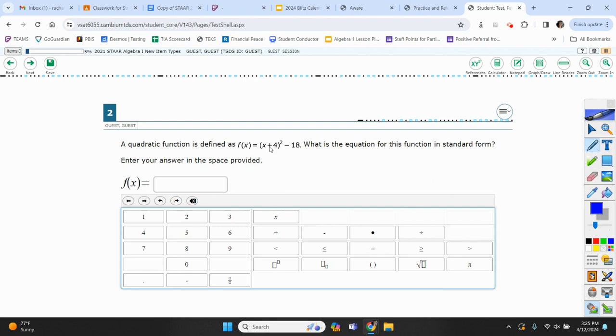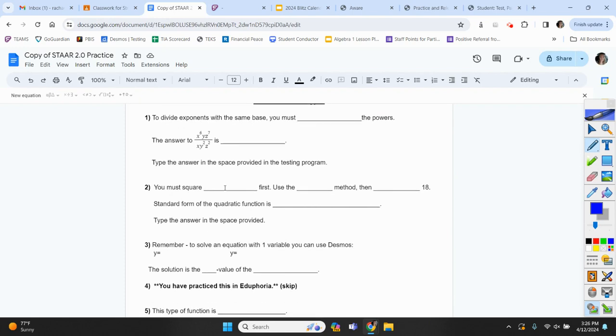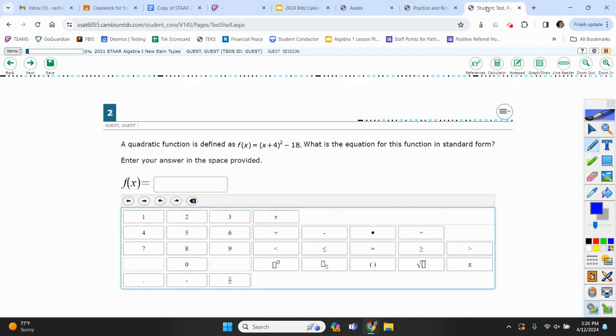So it says you must square x plus 4, this part right here, square x plus 4 first. Use the box method because you're going to end up multiplying x plus 4 times x plus 4. That's what this means, x plus 4 squared. So when you're filling out your answer sheet here, you must square x plus 4 first, use the box method, then, I think it's subtract, let me go back and look at it, then subtract 18. From whatever the other number is, subtract 18. And then go ahead and write your answer in the box provided. And then on the form, you should also write your answer. It says standard form of the quadratic function is. Go ahead and write your answer as well.